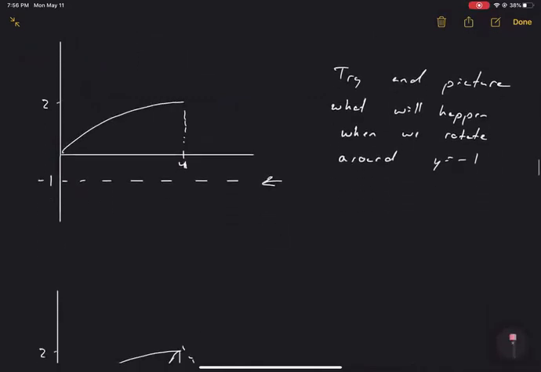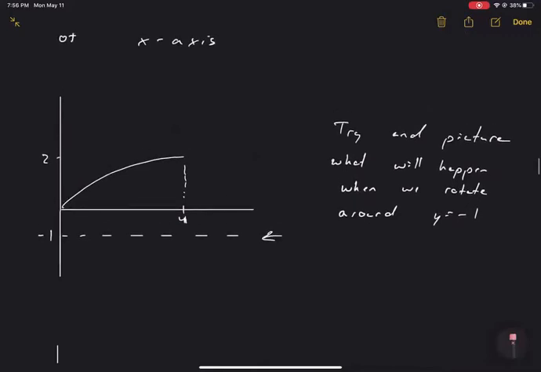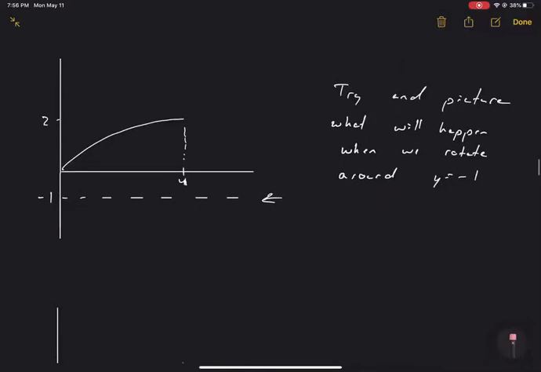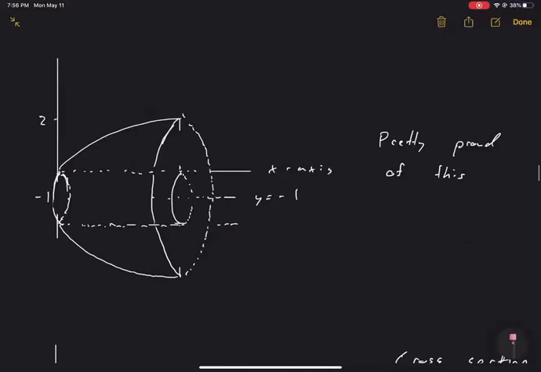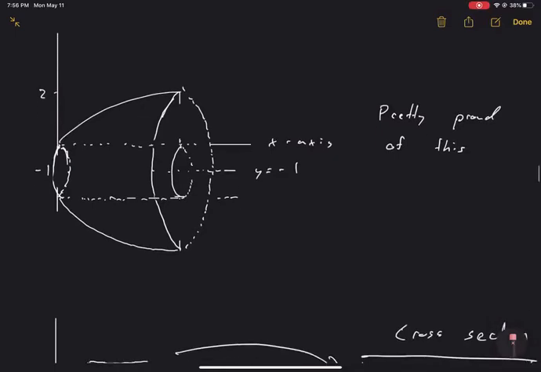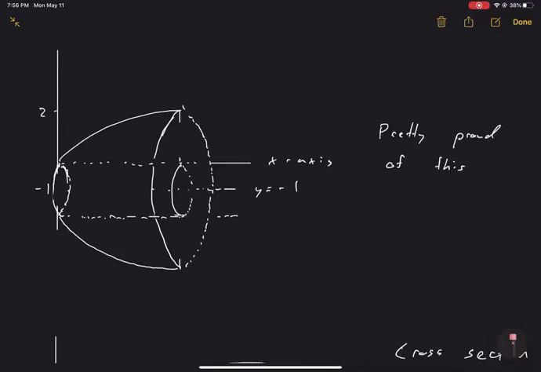So what's my 3D object going to look like? Try and picture it first. Okay. Hopefully you've done that. And behold my masterpiece. I'm very proud of this drawing. I am terrible at drawing 3D stuff, so I think this one turned out pretty well. So we get this 3D object.